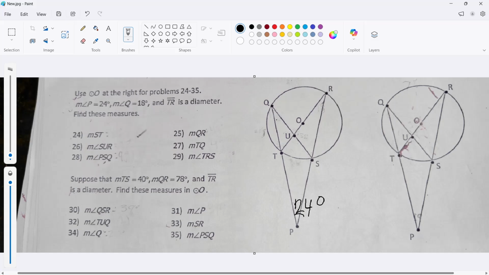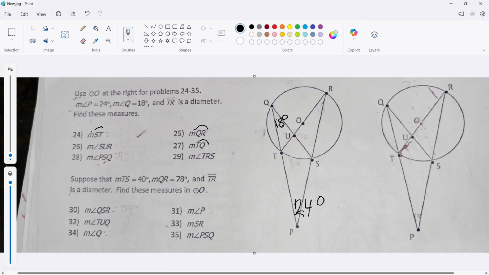I guess they mean inside there, 18 degrees. And then TR is a diameter. Okay, so that goes through O. All right, measure... I think this is supposed to be an arc. This is supposed to be an arc. That's supposed to be an arc.